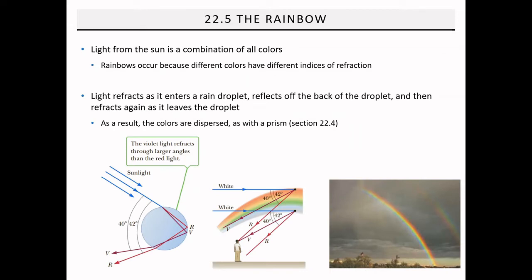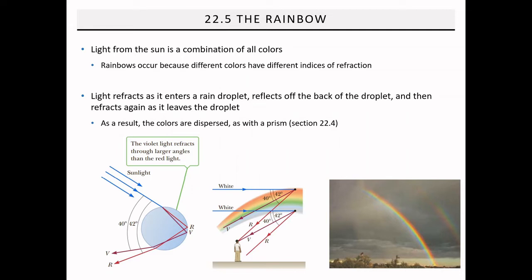Section 22.4 is on prisms. I'm going to skip it because 22.5 is similar, but the topic's a little more interesting. In summary, though, light is a combination of all colors. White light is a combination of all the colors of the rainbow. When light passes through a prism, the different colors have different indices of refraction, so they refract at different angles. This is why the light spreads out and you see all the different colors. And this is what happens with rainbows as well.